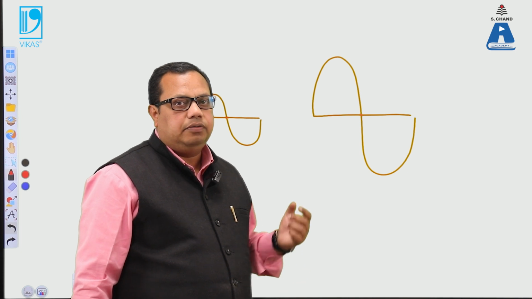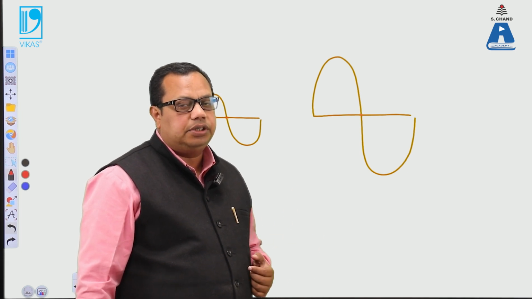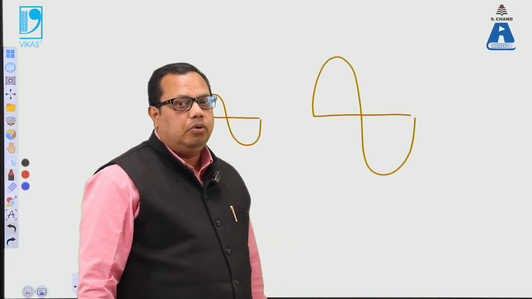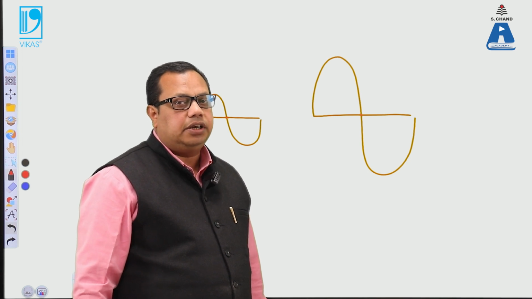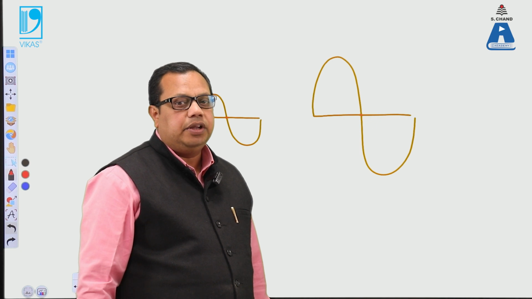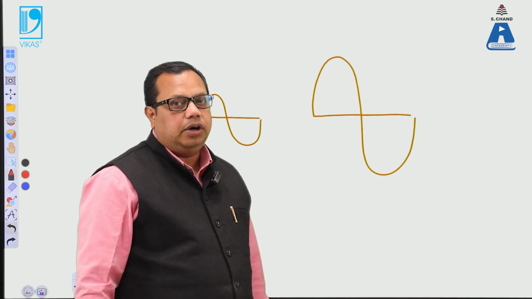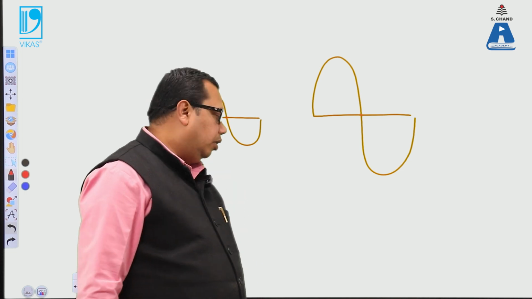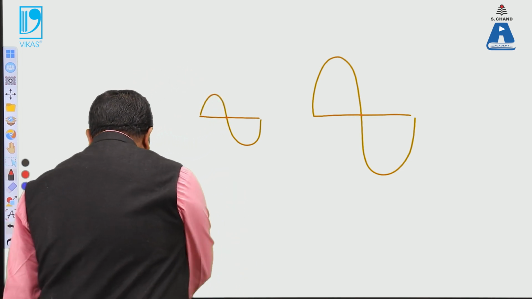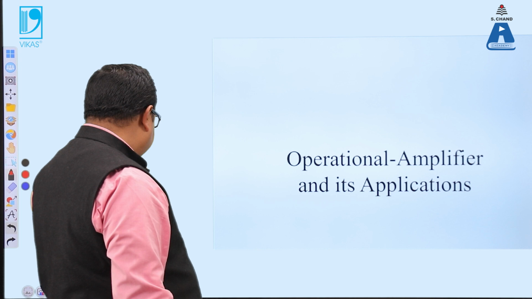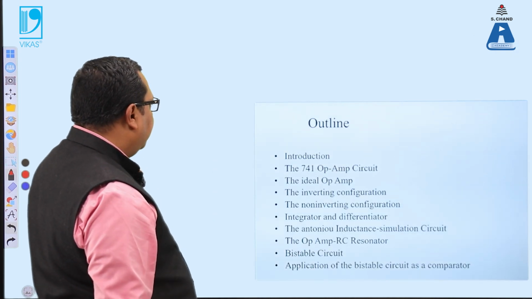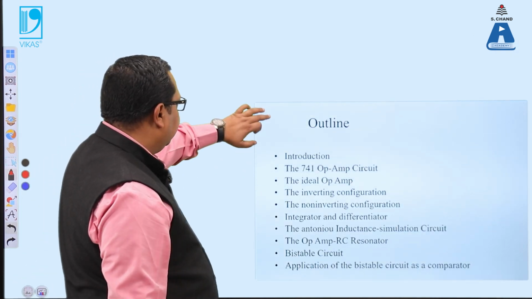So today we will discuss more in depth into this, and we will discuss more about the integrated circuit 741, which is called an operational amplifier. We will discuss how it is used, what are the applications, what is the circuit configuration and all. So let's start: the operational amplifier and its application.